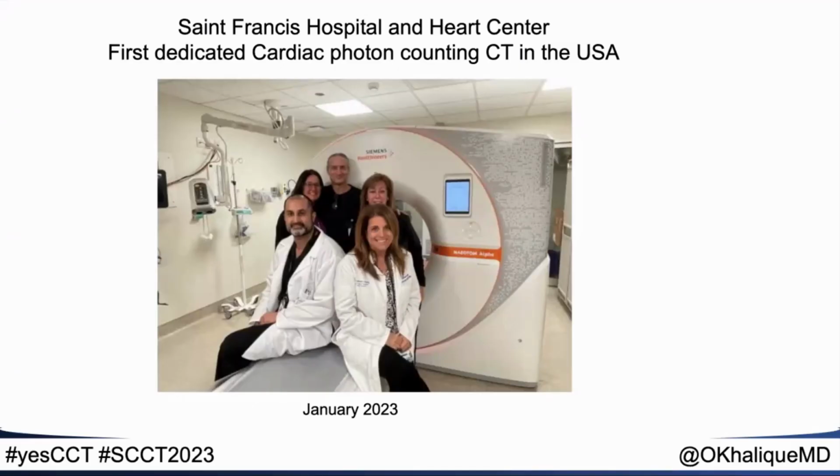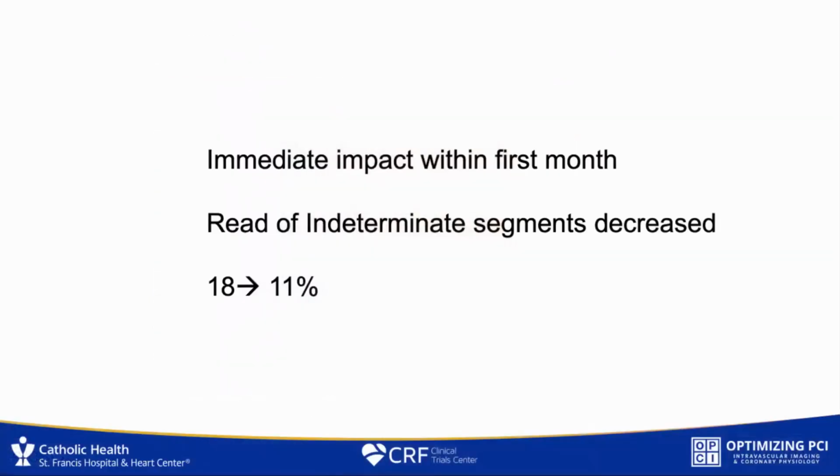So we were lucky to have the first dedicated cardiac photon counting system in the United States. We started using this in January of this year, so we've had it for roughly 9 months now. And immediately within the first month, when people were not even that used to it yet, the reads of indeterminate segments for coronaries decreased from 18% to 11%, and that's further decreasing now.